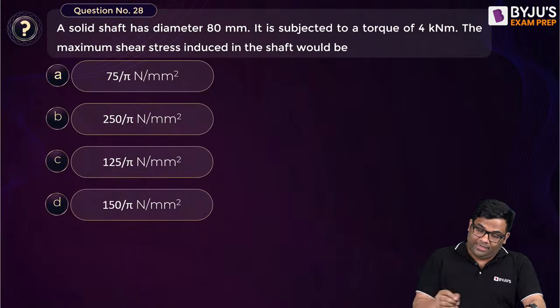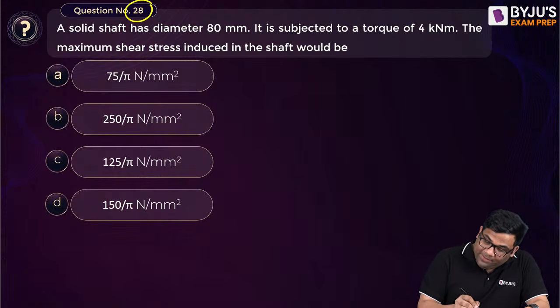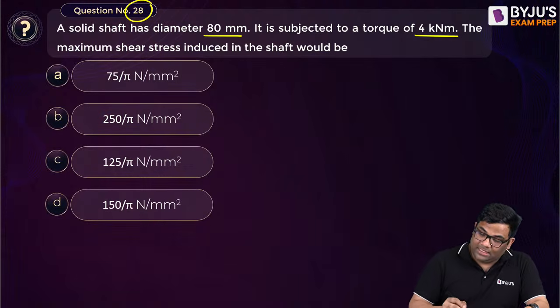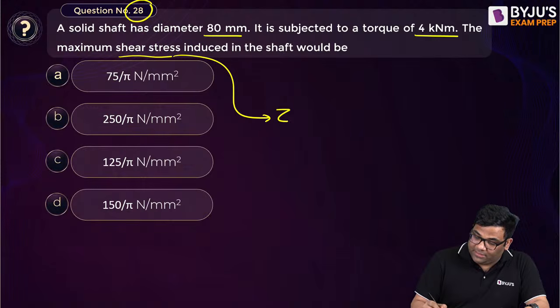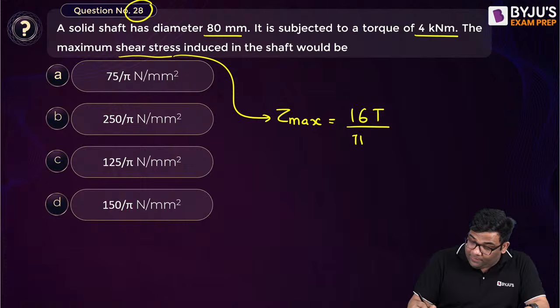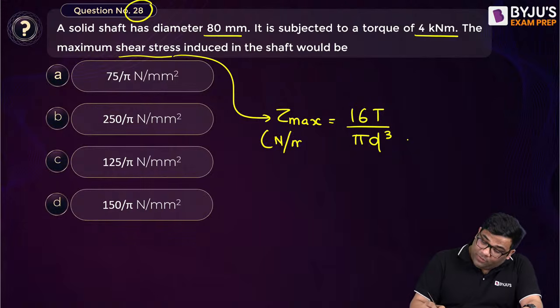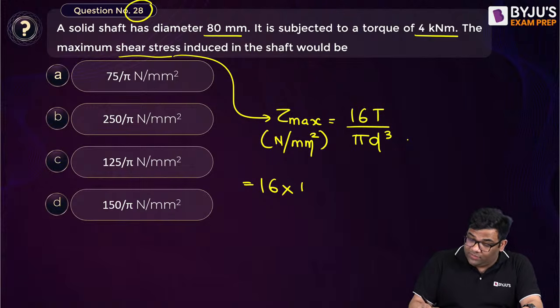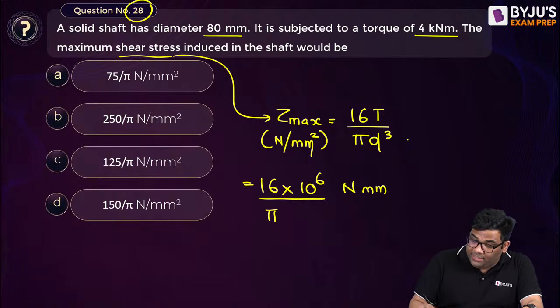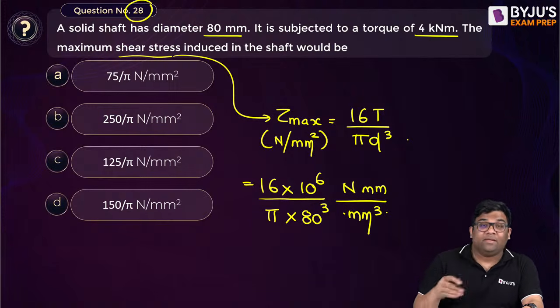Next question, the 28th question. It's a solid shaft, diameter is given, subject to torsion. The maximum shear stress in case of torsion for a solid shaft is how much? It is 16T by pi d cube. When you're finding the answer in Newton per mm square, everything you should put in Newton and mm. The torque is in kilonewton meter, so convert into 10 raised to 6 Newton mm. And then pi d cube. D is 80, and this is cubed, in mm cube.